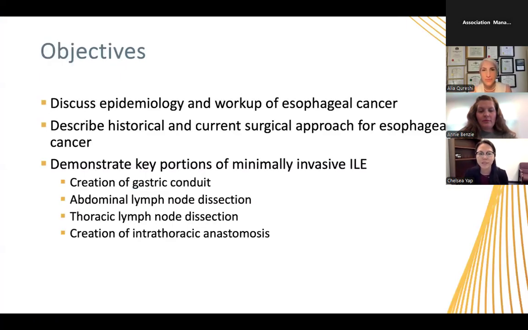My objectives today for the talk are to discuss epidemiology and workup of esophageal cancer, describe historical and current surgical approaches for esophageal cancer, and demonstrate key portions of the minimally invasive Ivor Lewis esophagectomy, including creation of our gastric conduit, the abdominal lymph node dissection, thoracic lymph node dissection, and creation of an intrathoracic anastomosis.